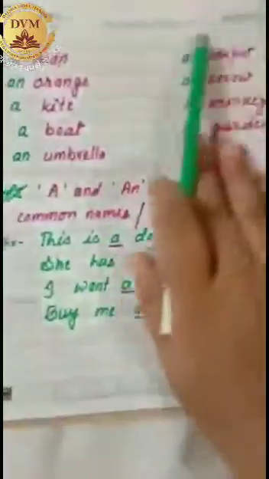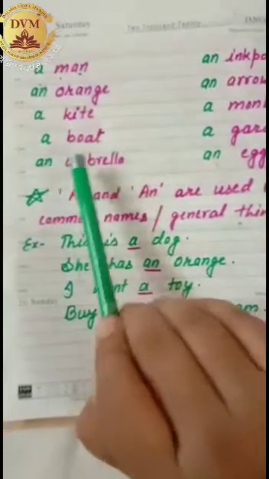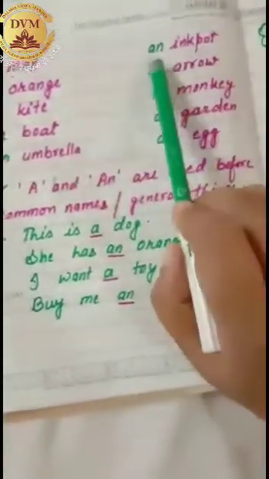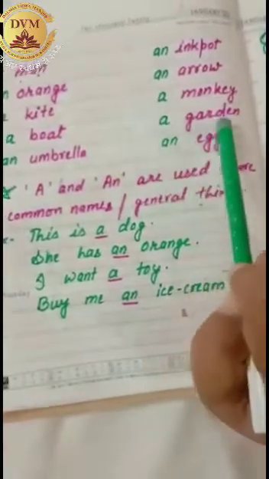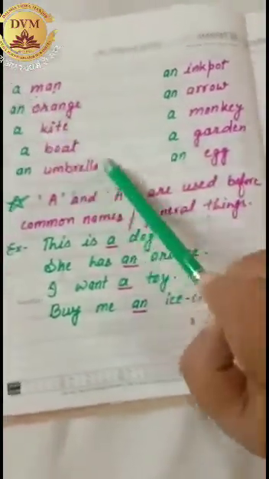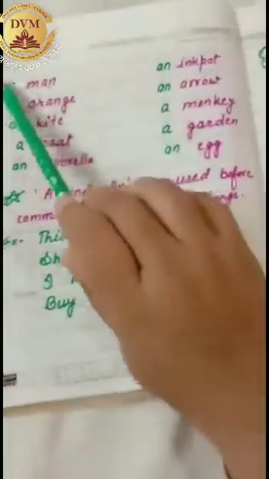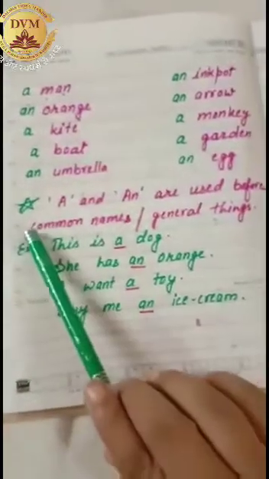I am showing you some examples. These all are in singular form. Okay, a man, an orange, a kite, a boat, an umbrella, an ink pot, an arrow, a monkey, a garden, an egg. So you can see all of these are in singular form and according to their sounds we have used a and an. Okay, now again one star point.